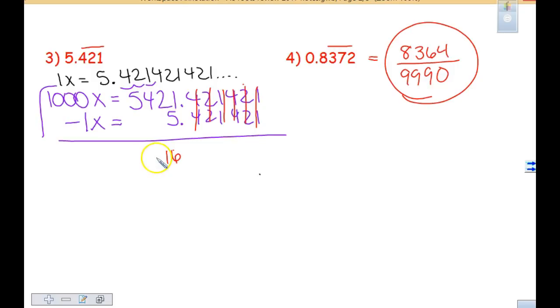And then I'm still putting the 4, right? Because there's a 0 here, right? So this is just like zeros out here. And the 5 minus that one, so 5,416 equals 999x. And we are almost done with this one, right? All I have to do is divide by the 999 on both sides.